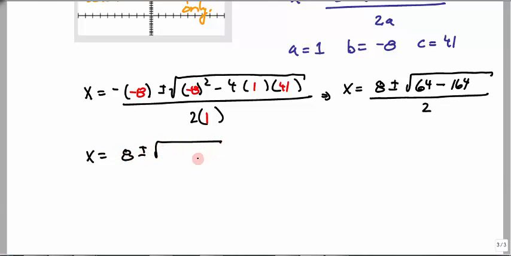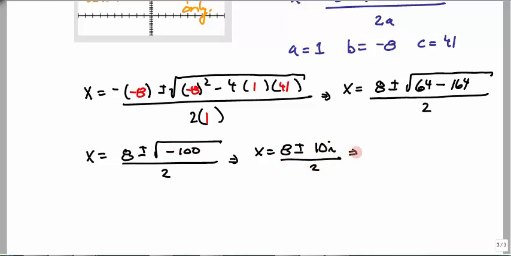64 minus 164 is negative 100. That's where my complex number comes from. Now, don't be tempted to cancel the 8 and the 2, because the 2 also goes into the square root of a negative 100. I need to simplify that first. The square root of 100 is 10. The square root of a negative 1 is i.